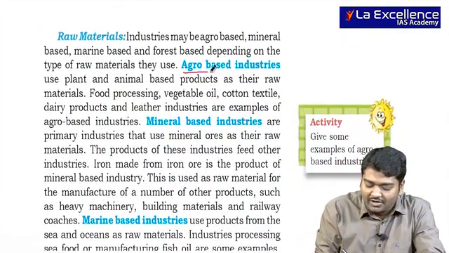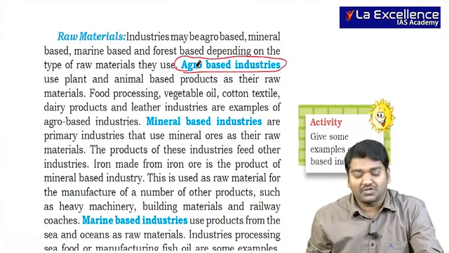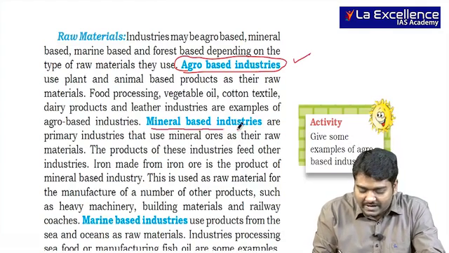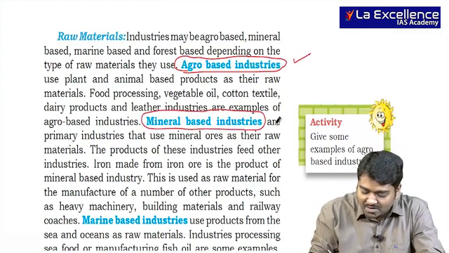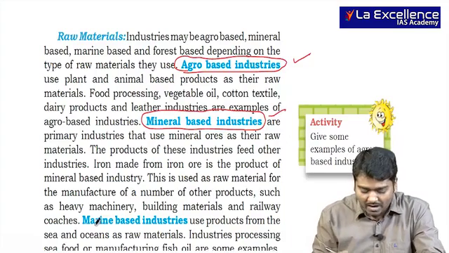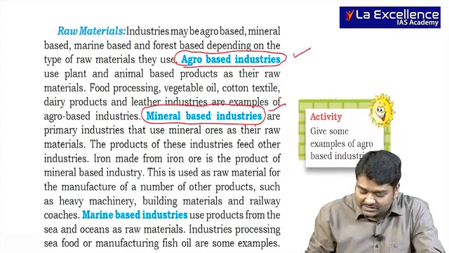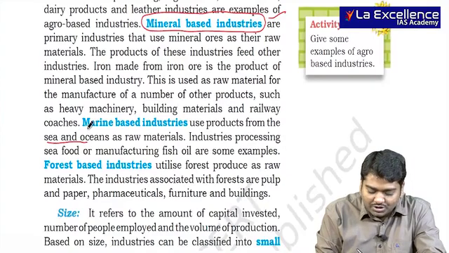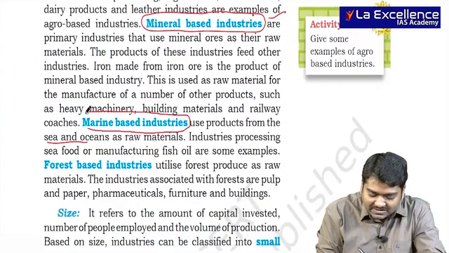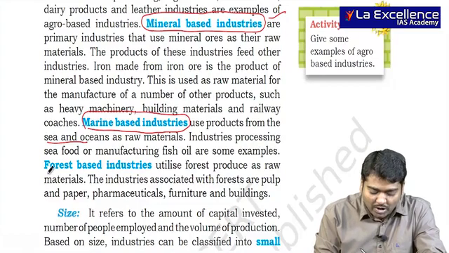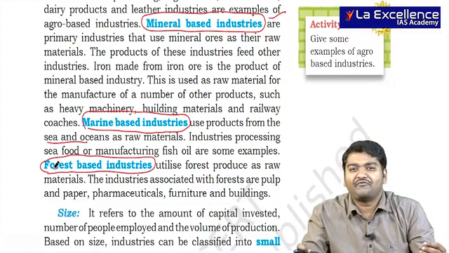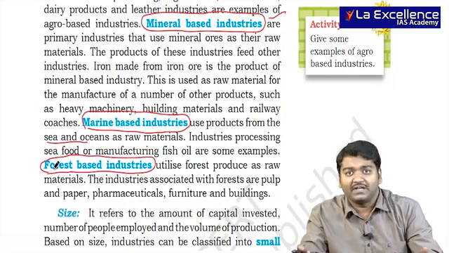classification, where we call industries based on agricultural products as agro-based industries, industries based on minerals as mineral-based industries, and those which are based on raw materials from sea and ocean as marine-based industries, and also you have forest-based industries. So, this is a very common difference. Why are you saying this?